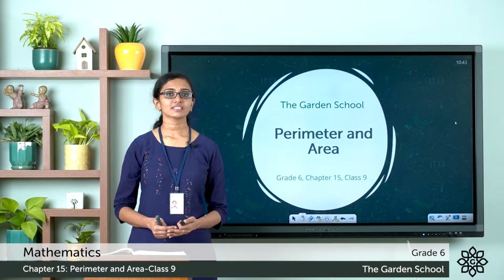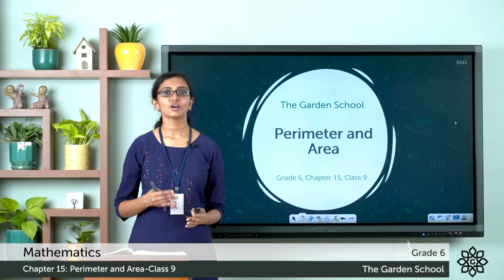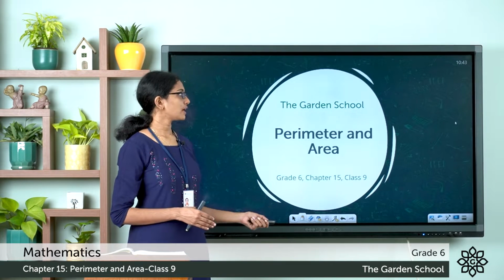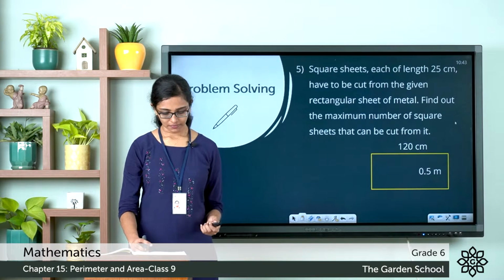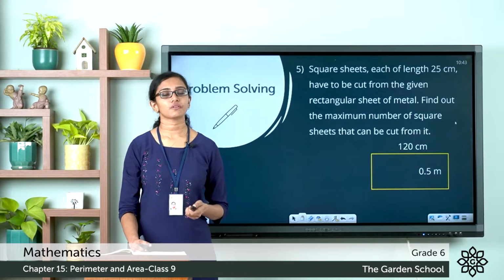In the previous class, we discussed the first 4 questions of revision time exercise. Today, let's see the rest of the questions. So, starting with question number 5, it says square sheets each of length 25 centimeter have to be cut from the given rectangular sheet of metal. Find out the maximum number of square sheets that can be cut from it.